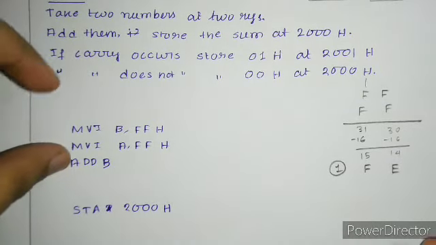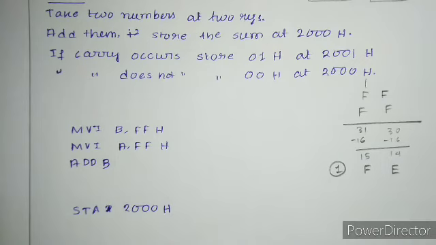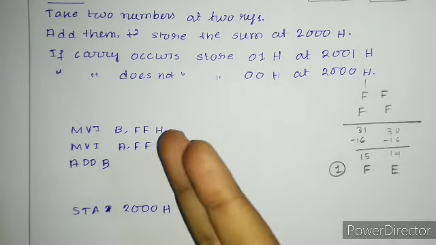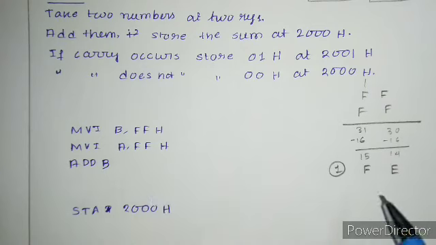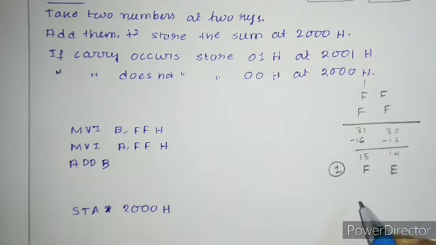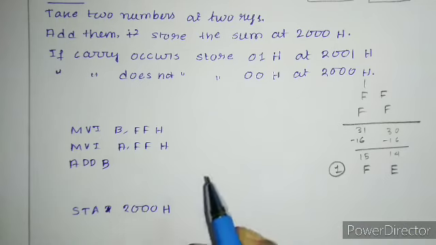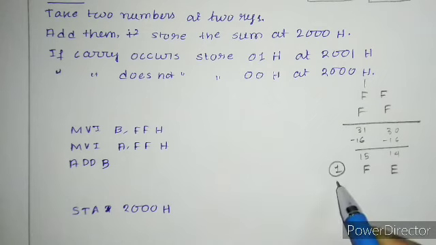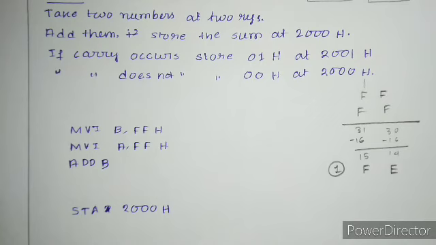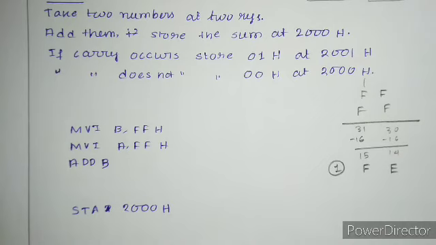There is a reason why I kept such spaces. I will come to that later. Now, these 4 lines will help you get that sum in A, the FE, and then you can show that summation at location 2000. But as I have an extra carry, that carry is also a part of my result. If someone asks me to add these two and I just say FE, my answer is wrong. My answer should be 1FE.